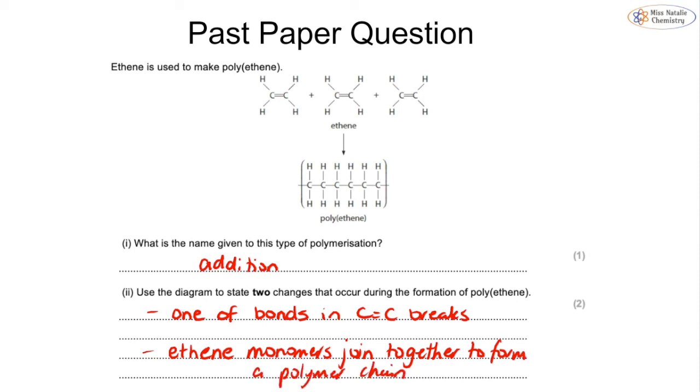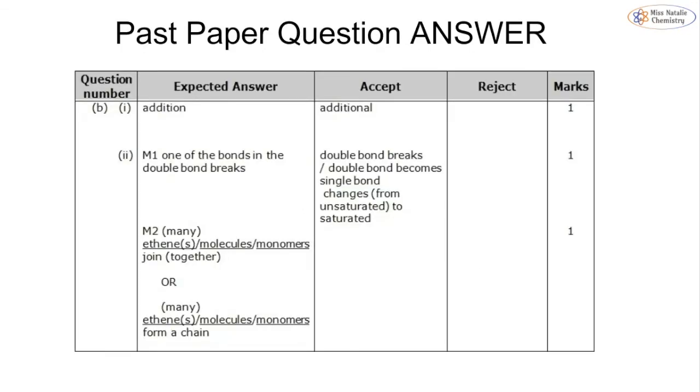So two changes, two marks, one of the bonds in the double bond breaks, and then our monomers are joining together to form that chain. And you can see that we've got some nice accepting answers here. So depending on how you word it, they will give you the mark for the double bond breaks, or it goes from unsaturated to saturated. But notice that you have to specify the word monomer or ethene joining together. So remember, in a mark scheme, if it's underlined, that word has to be included.